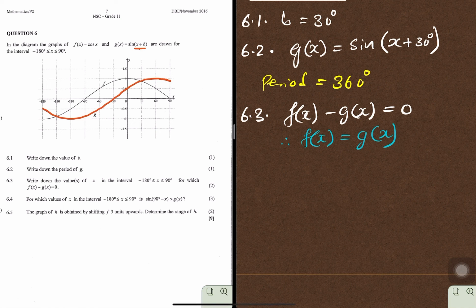Always make sure that you transpose either f or g to the other side of the equation.